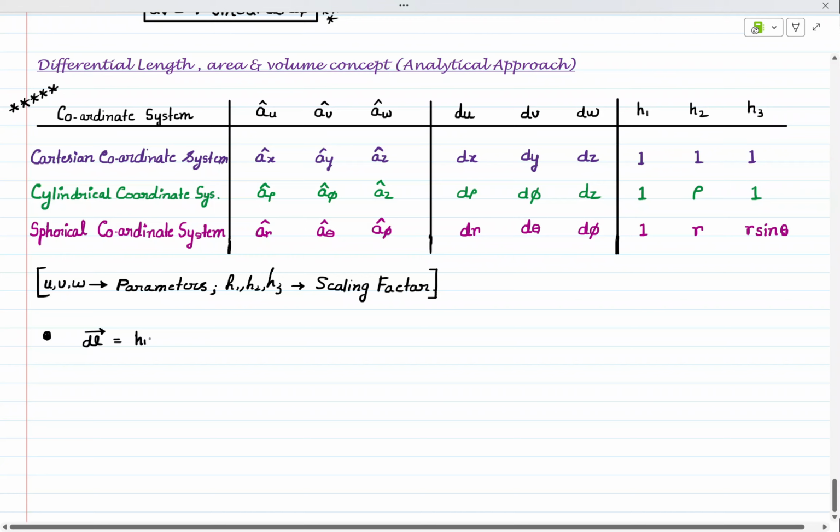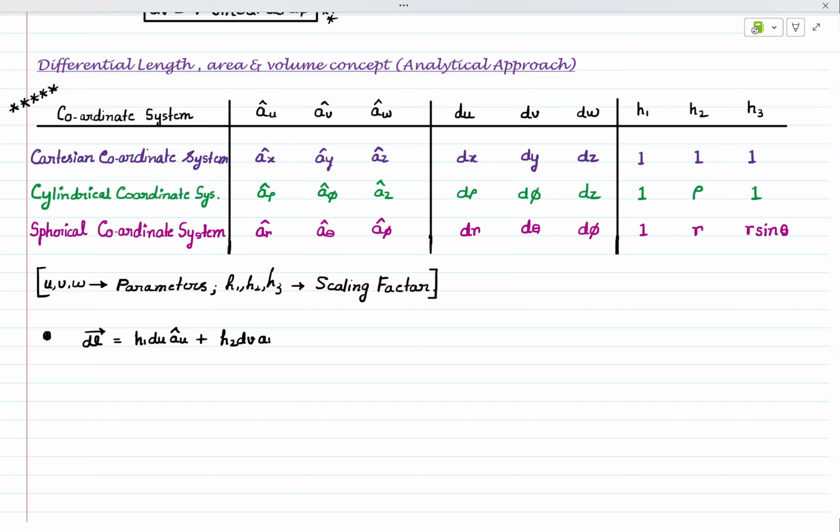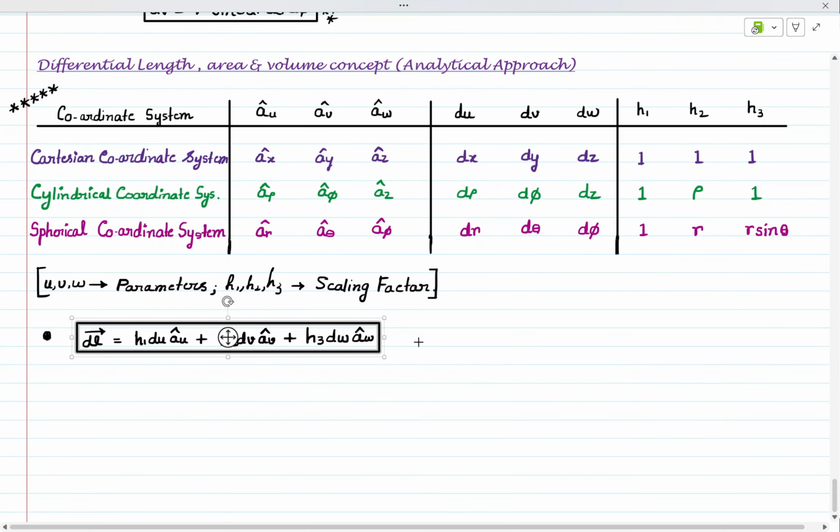That is H1 du in the direction of au plus H2 dv in the direction of av plus H3 dw in the direction of aw. This is the actual equation in the case of the differential length. Very important. And actually, it is the generalized equation in case of the differential length.